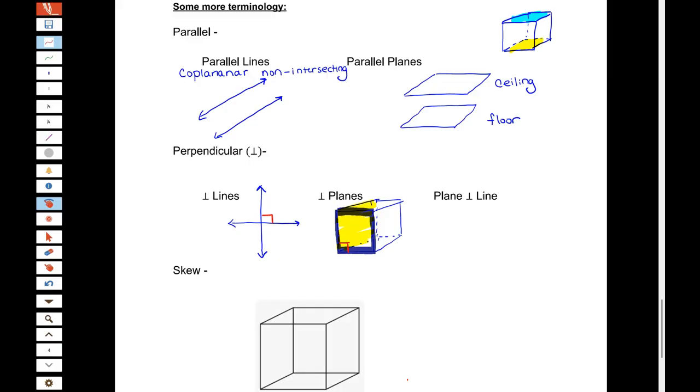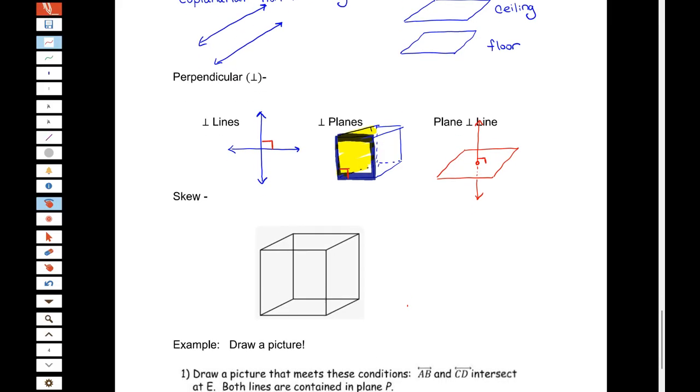And then a plane perpendicular to a line is fairly easy to draw. I have my plane, I have my line going straight down through it, and I can see there's a right angle between there. Just because something looks like it's a right angle, you can't assume it's a right angle. There either has to be written information or this perpendicular mark to tell you it's a right angle.